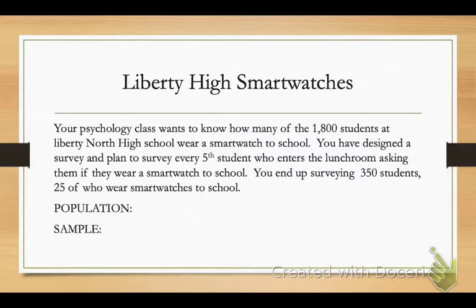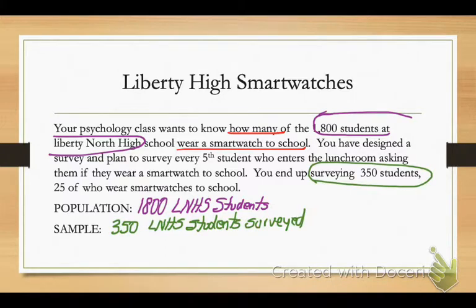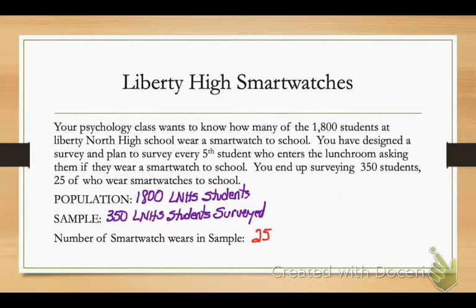But let's identify what our population is. Now, what we want to know is how many people wear smartwatches to school. But we're only interested in that information from the 1,800 students at Liberty North High School. So that is going to be our population. And our sample is the subgroup of that we surveyed. So the 350 students at Liberty North High School that were surveyed. Now, out of that, 25 of them said, yes, I wear a smartwatch to school. So we've gathered our data.